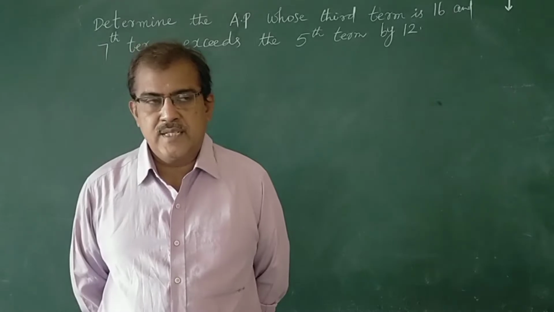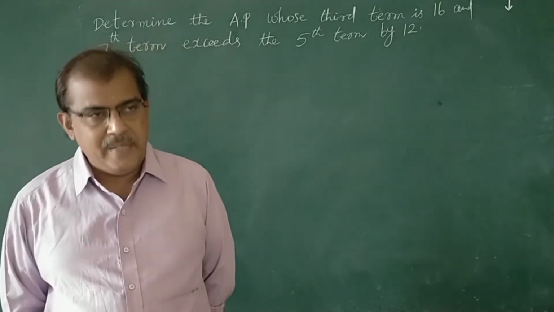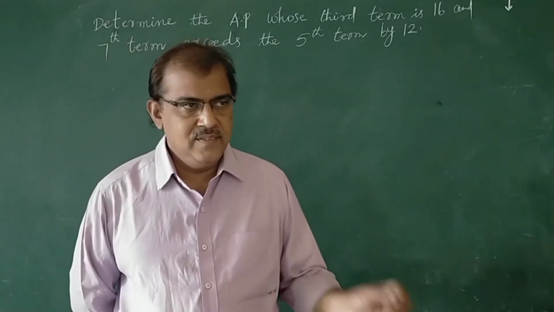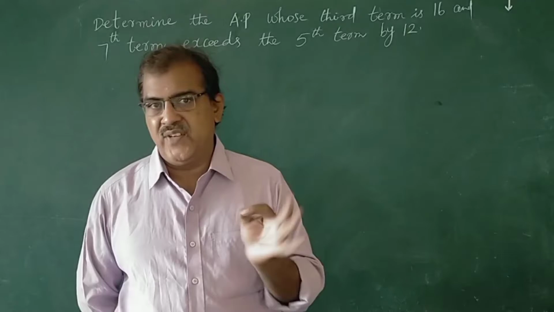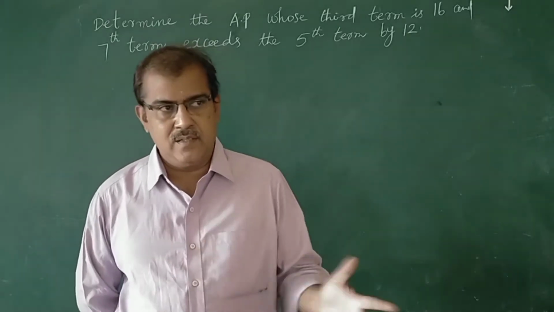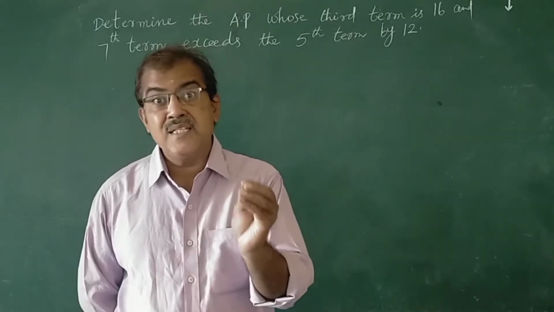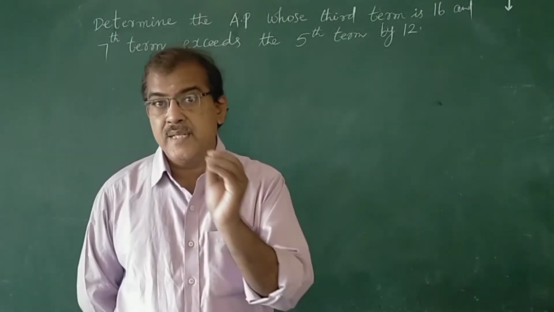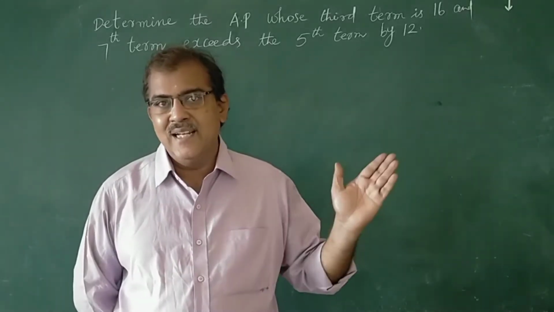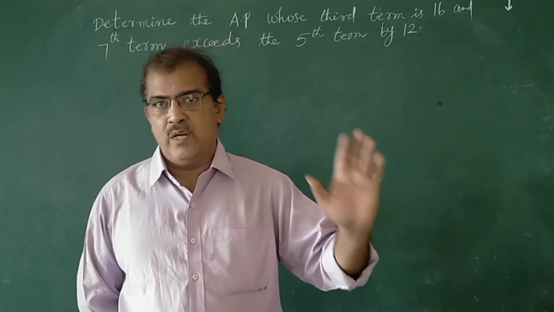Welcome back to video classes. We are discussing arithmetic progressions, the general form and general term. You must find the difference between general form and general term. General form means the first term is a, the second term is a plus d, the third term is a plus 2d, the fourth term is a plus 3d. General term, the nth term, Tn is equal to a plus (n minus 1) into d.